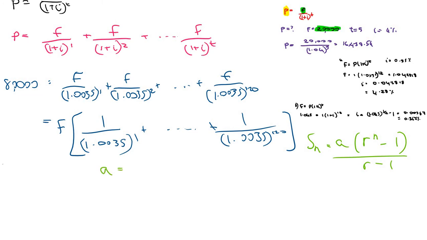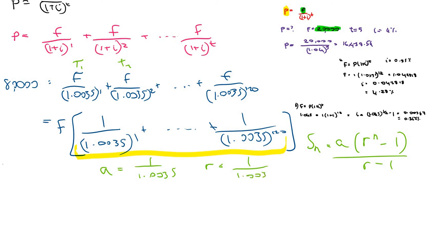So a in this instance is going to be our first term of that geometric series, because remember this part is a geometric series. That means that you start with one term and each successive term is multiplied by a common ratio. So a is the first term, 1 over 1.0035. r is going to be term 2 divided by term 1, which is 1 over 1.0035, and n in this instance is the time, which is 120 months. So n is equal to 120.